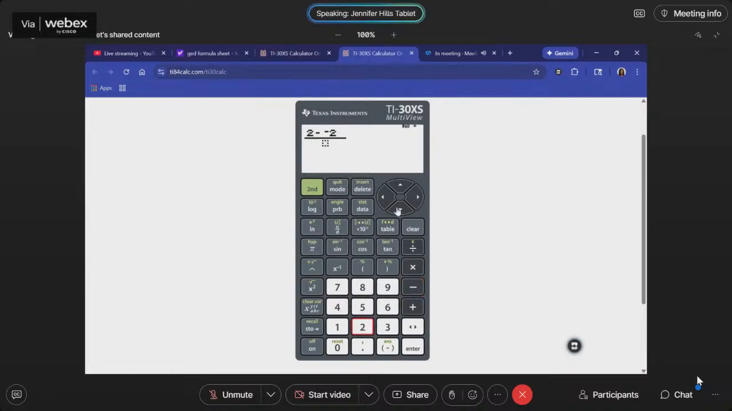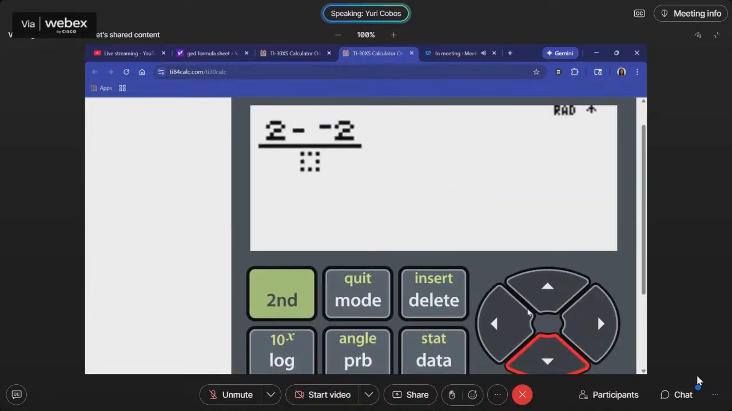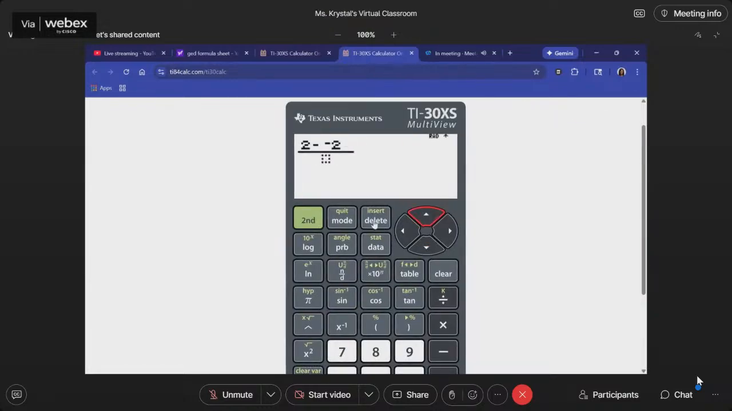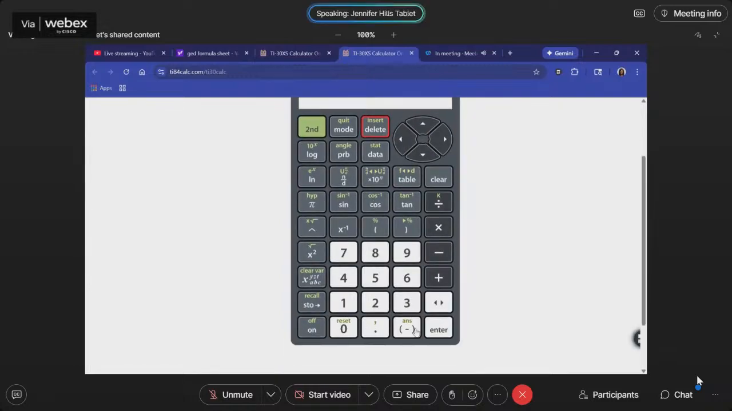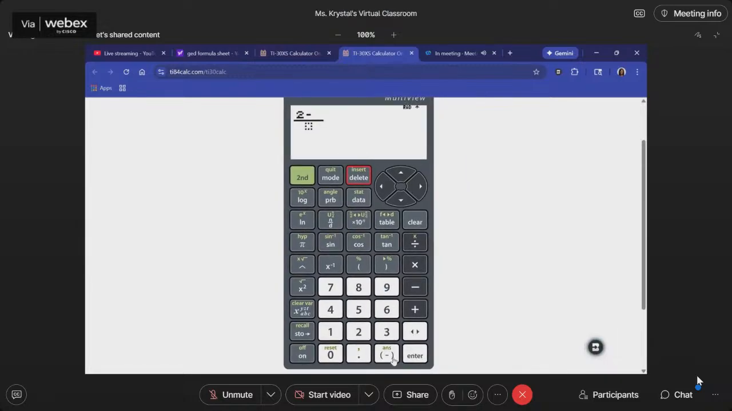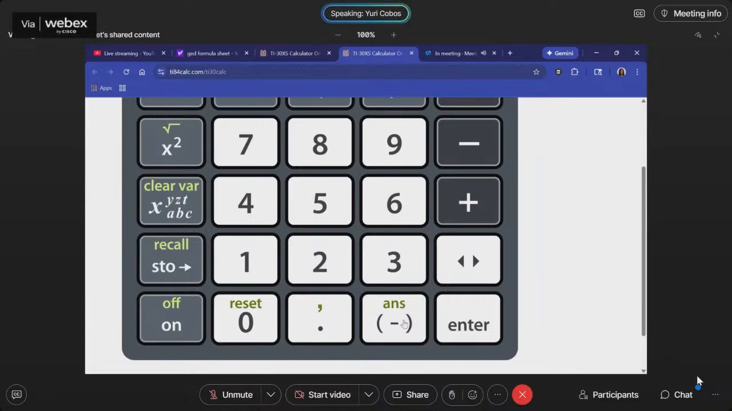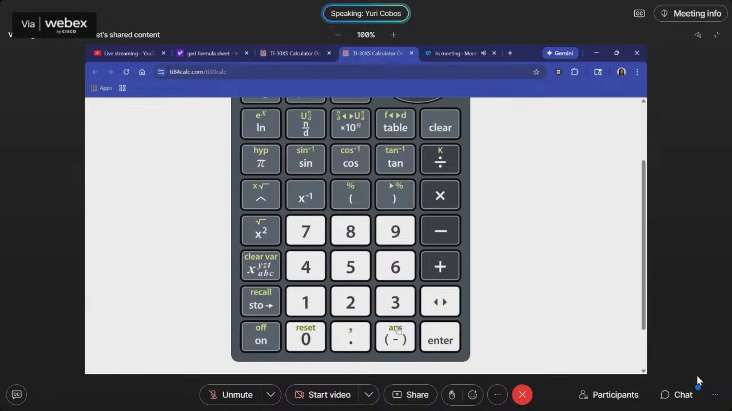Then I'm going to cursor down using this arrow. Yuri, are you asking a question? Yeah, can you go back and show me what button you use for the -2, please? Sure can. I'm going to hit the delete button to get rid of my -2. And the negative button on your TI is under the number 3. See this here, Yuri? This is the button we need to use. Got it. Perfect. Thank you.